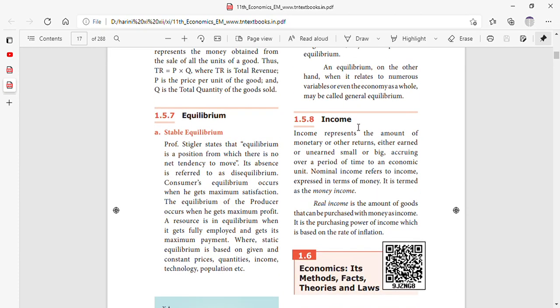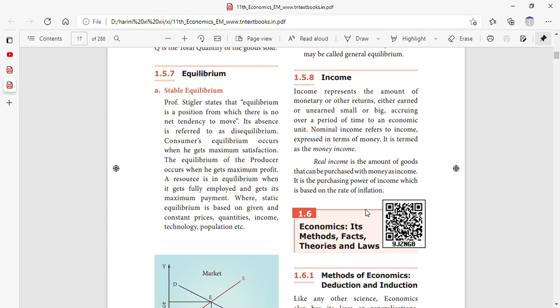So income is the amount of monetary or other returns which you get. How much money comes to you as earnings at a particular time, it is called income.